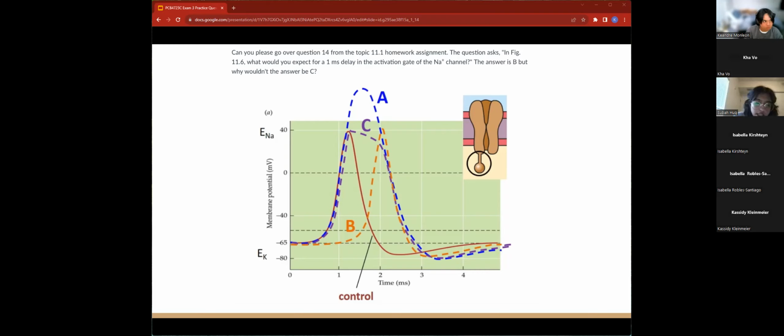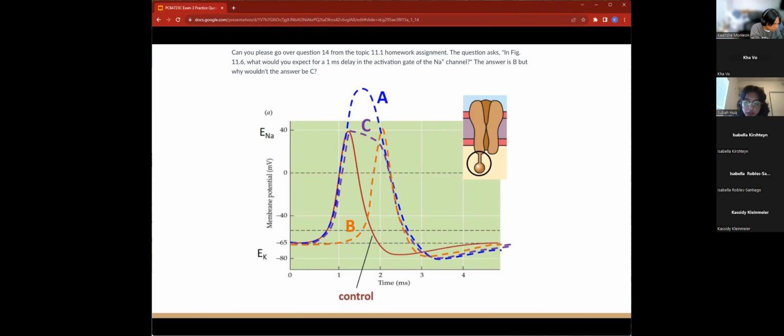With B, you can see that it takes about 2 milliseconds to even get to the peak, and it takes about an entire second to complete the rising phase, but with the other graphs it happens even quicker. So that's why the answer here would be B. And with C, it's just what we talked about before. C would be a delay in the inactivation gate.